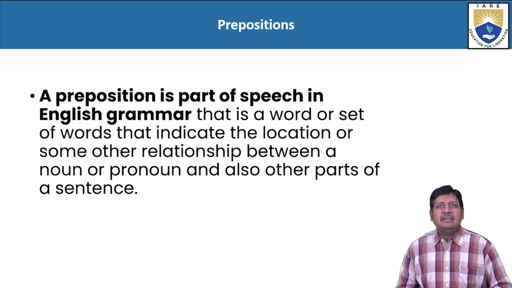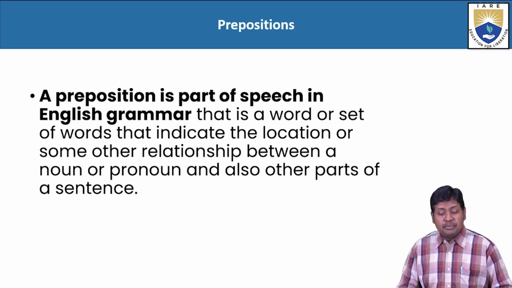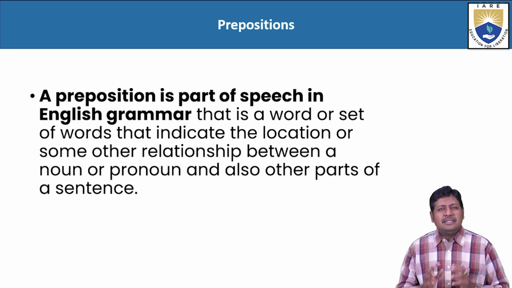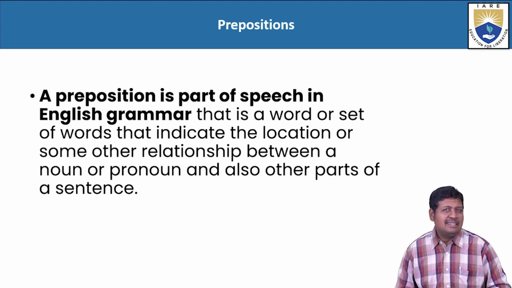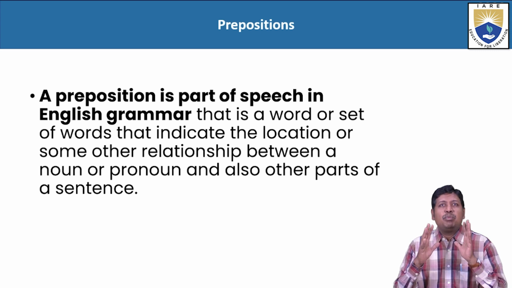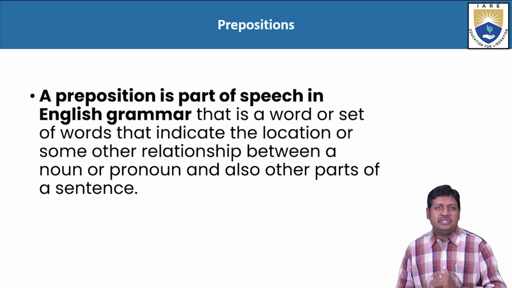A preposition is a part of speech in English grammar. That is a word or set of words that indicate the location or some relationship between a noun or pronoun and also other parts of a sentence. To be brief, a preposition indicates the position of a noun or pronoun. So if we remember that, that is sufficient. That indicates the position: preposition.